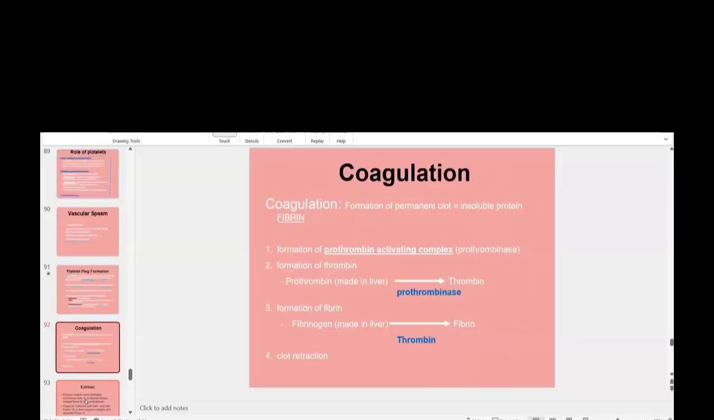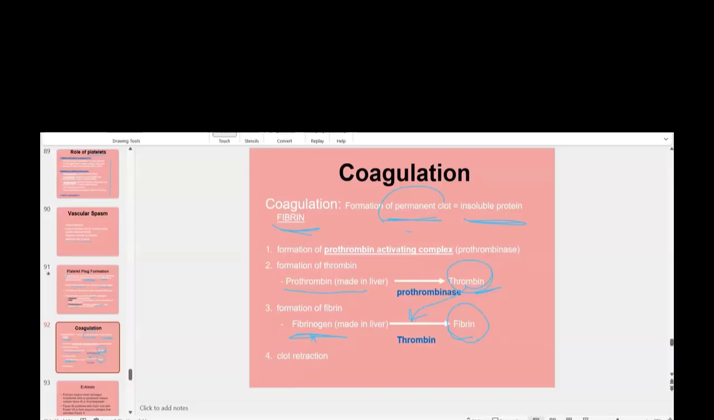Now, coagulation: formation of a permanent clot. You see that the word temporary was used when I talked about the plug, but for the clot we are going to use the word permanent. It forms an insoluble protein called fibrin, and formation of the prothrombin activating complex, prothrombinase, happens, and this converts the prothrombin that is made in the liver into thrombin. And then in the next step, the thrombin produced here acts over here, converting the soluble fibrinogen into insoluble fibrin.